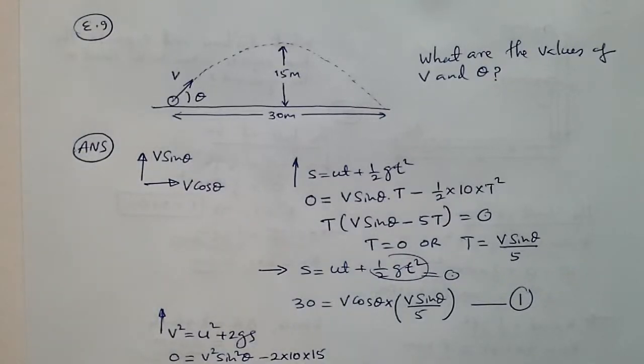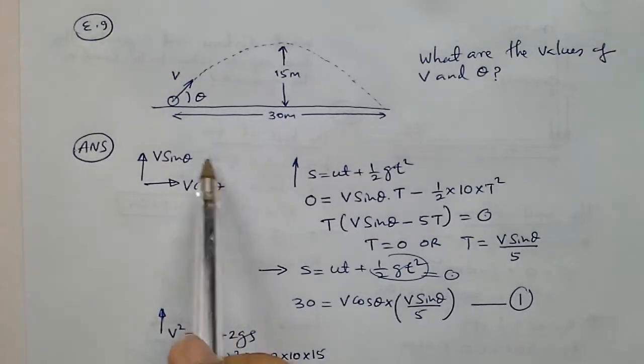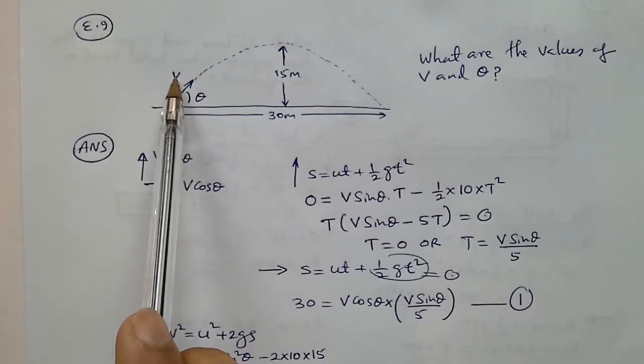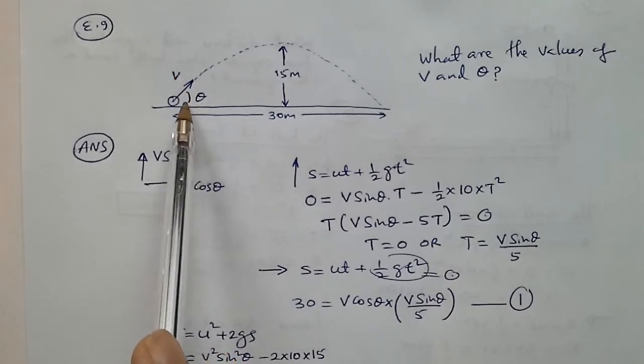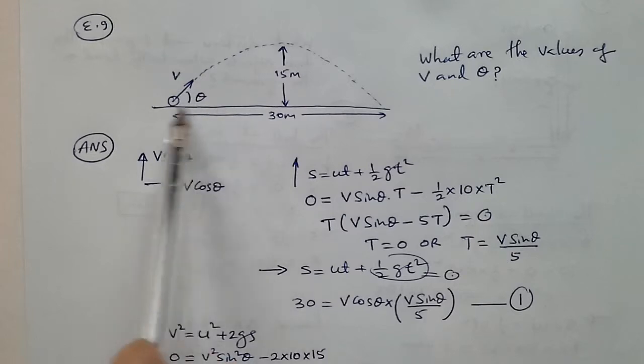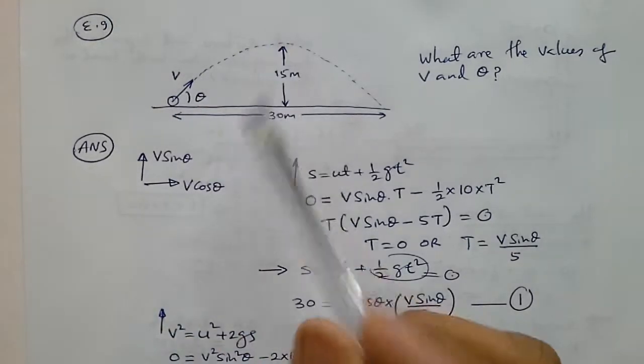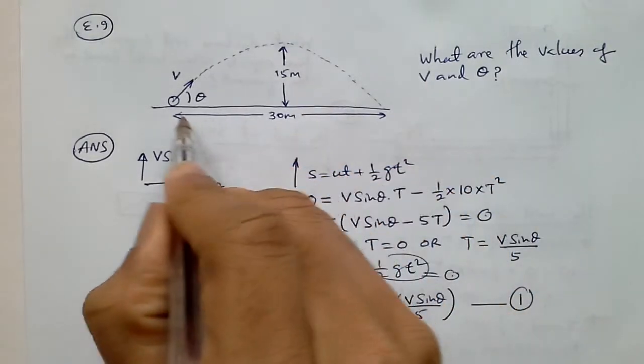Hello guys. So we'll move to the next question. This time the problem is like this. You throw an object with a velocity v and with an angle theta with respect to the horizontal axis. So these two pieces of information are given.